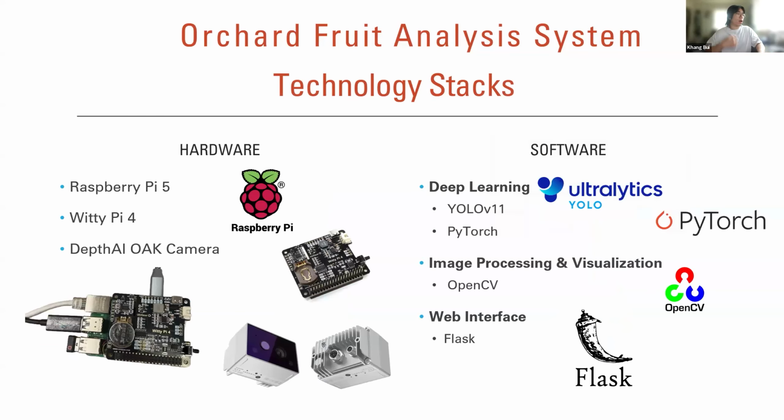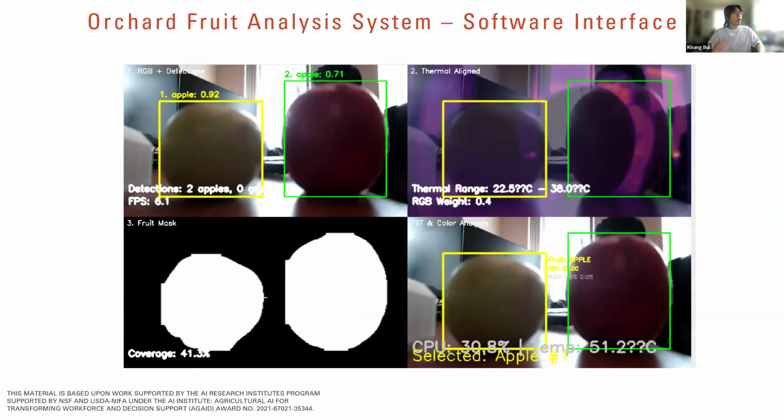In this slide, you can see the technology stack that we use for our hardware. We use Raspberry Pi 5 for image processing, with Pi 4 for powering the Raspberry Pi 5 and scheduling it to run periodically. The OAK AI camera to take photos of the apple. For the software, we use YOLO and PyTorch for machine learning, OpenCV for image processing, and a web interface with Flask purely for troubleshooting.